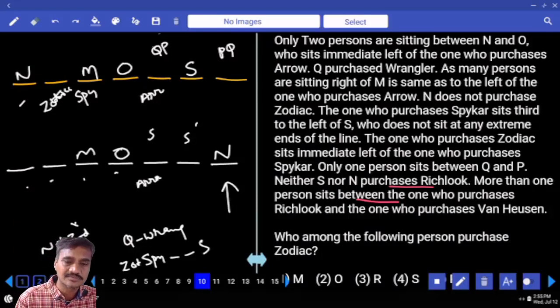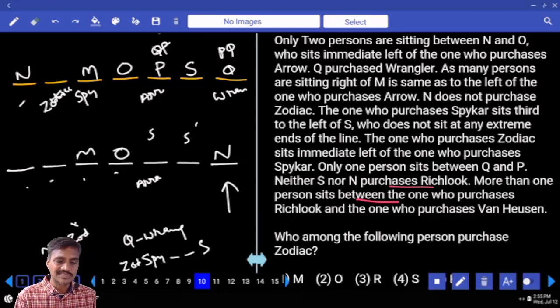Q is Wrangler. As Q is Wrangler, Q cannot be here; P is here, then Q will be here. And only one person is between Q and P. Then who is the person left over? R is the person left over.